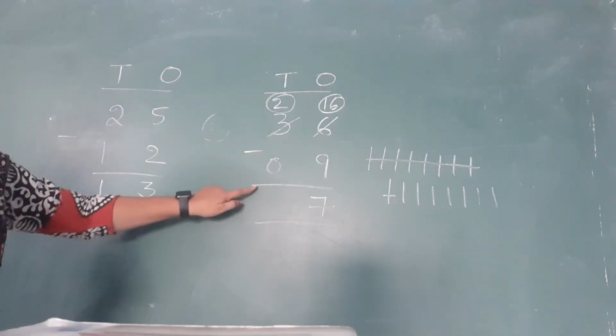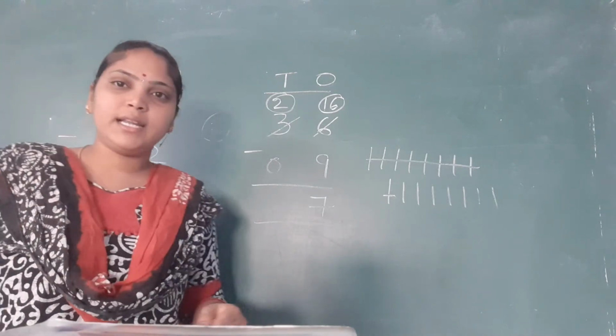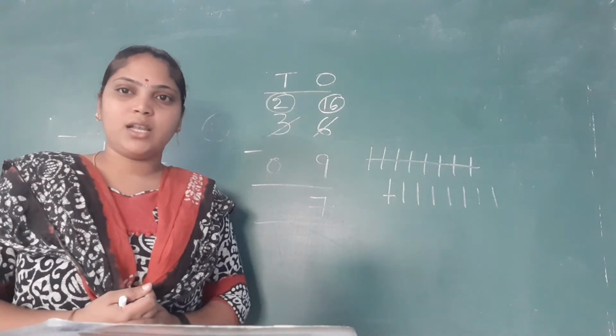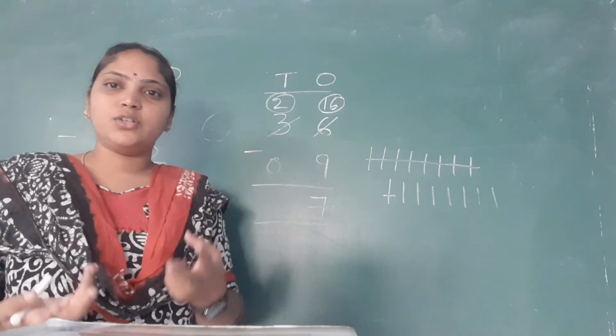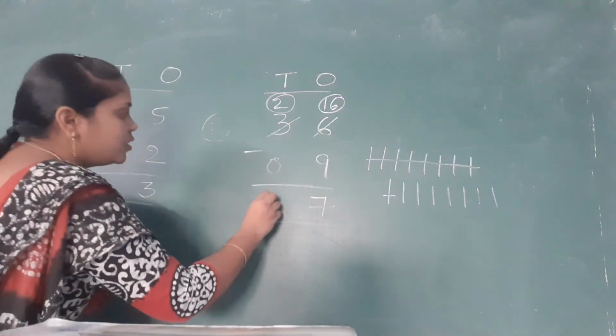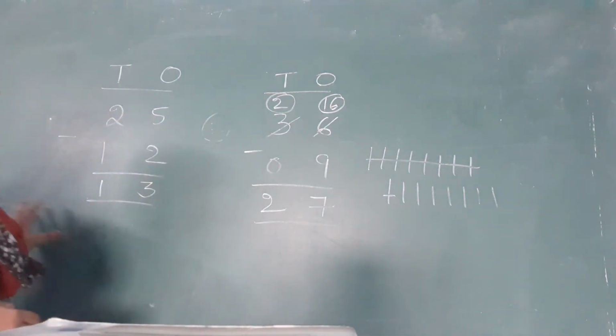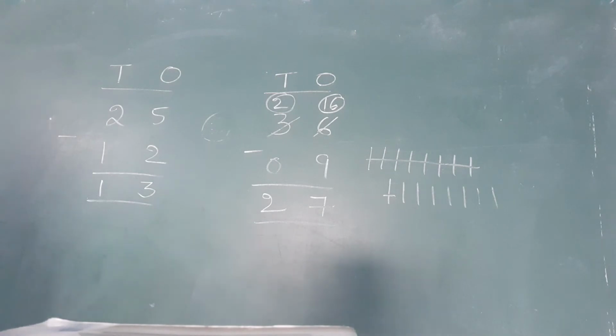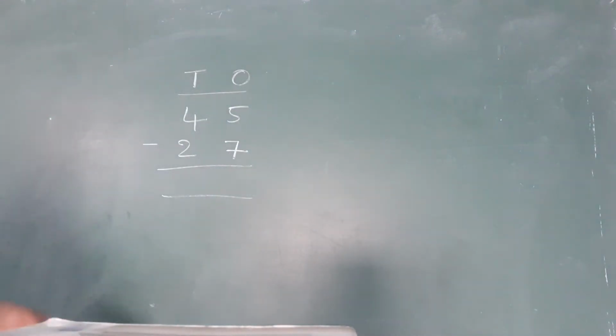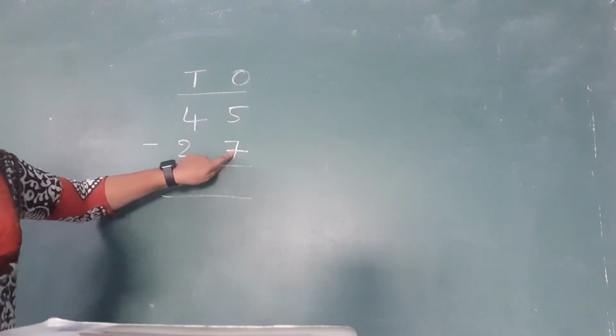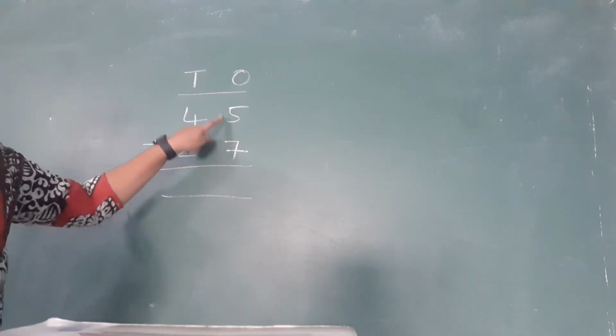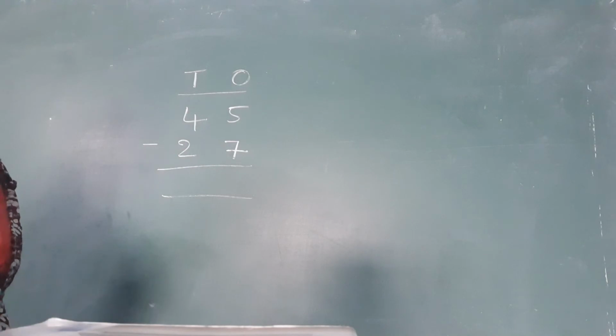Now 2 minus 0. Does 0 have any value? No. So 2 minus 0 means only 2. So 36 minus 9 is 27. Next, observe this problem. 25 minus 17. Always start from the ones place.